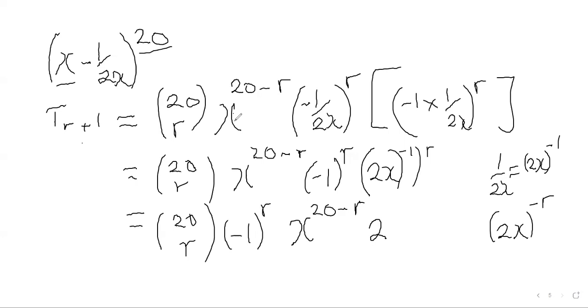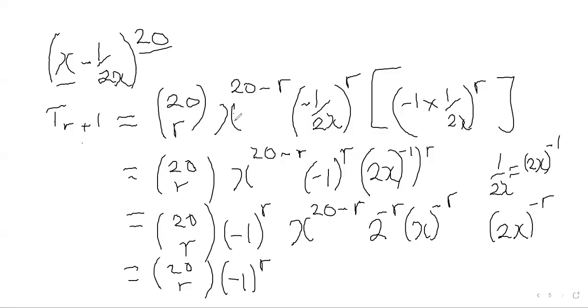So I can say this is 2 to the power negative r, and we have x to the power negative r like that. So all the parts that have x, let's put them together, and this is going to be negative 1 to the power r, 2 to the power negative r, and this part here we have x^(20-r), and then this part here is x to the power negative r like this. So this part contains x, we have to group this together.